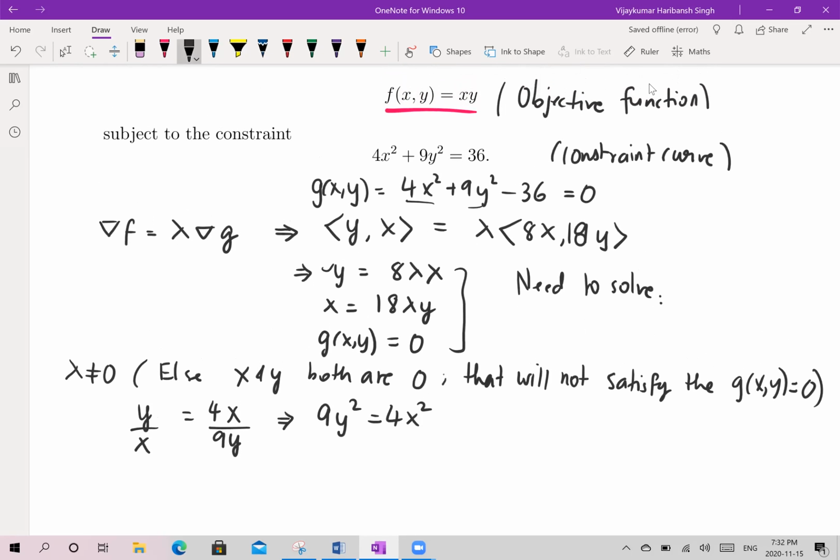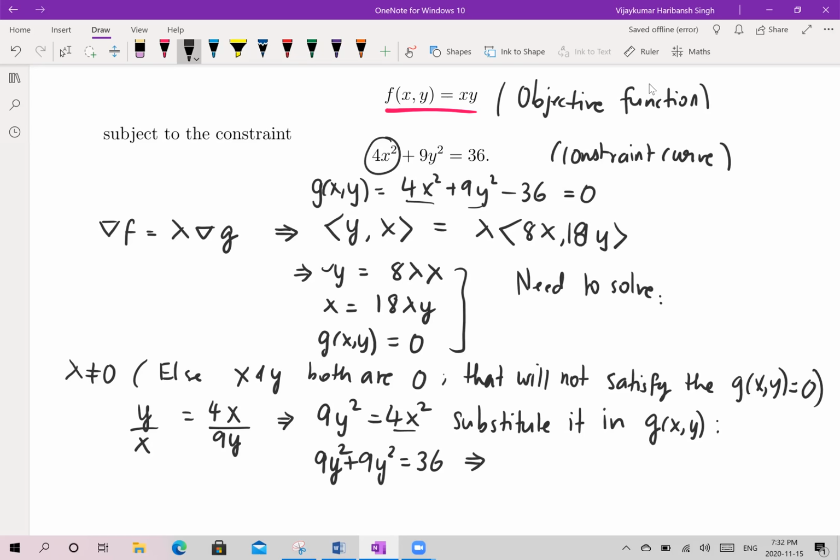Then I can plug this into this equation. Instead of 4x squared, I can write 9y squared there, and substitute it in g of x,y. If you want to substitute for 4x squared equals 9y squared, we get 9y squared plus 9y squared equals 36, which gives me y squared equals 36 by 18, which is 2, which gives me y equals plus or minus root 2.